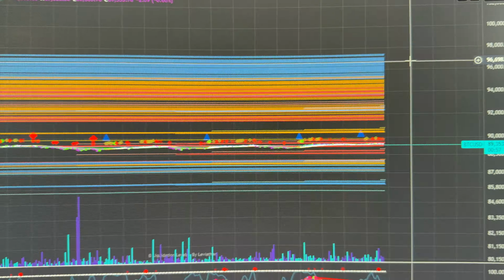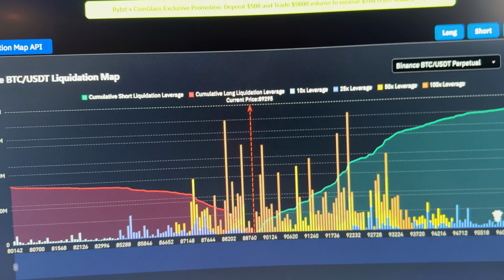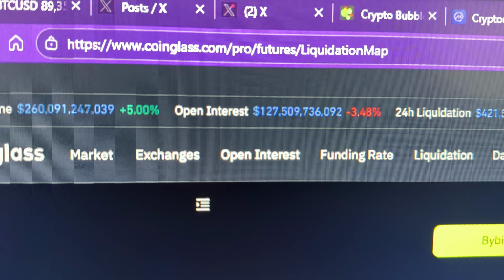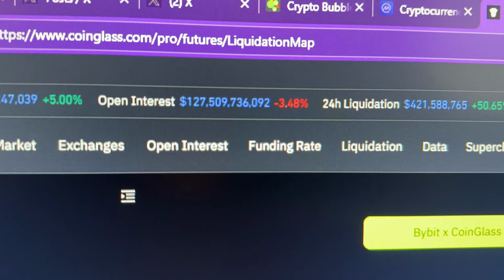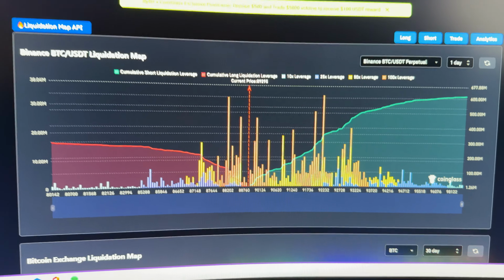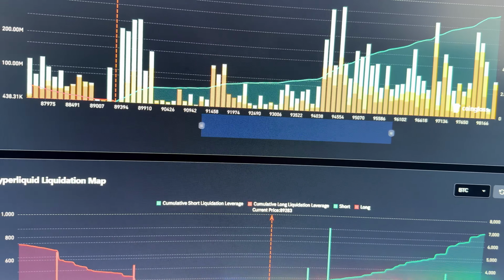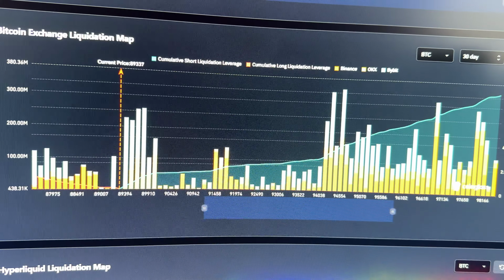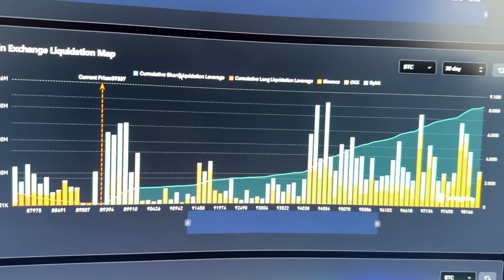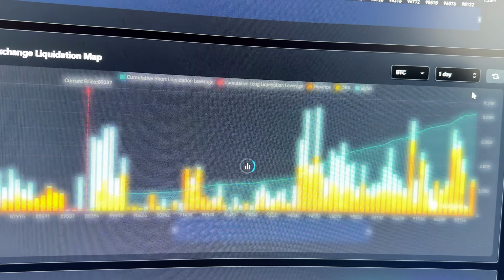Now I'm going to take you to the second one, which is also free. It's CoinGlass. I can show you this right here. CoinGlass liquidations, right? Now I'm going to show you the cumulative liquidations. So let me show you really quick. This is the Bitcoin exchange liquidation map, right? So let's go to the 1 day.